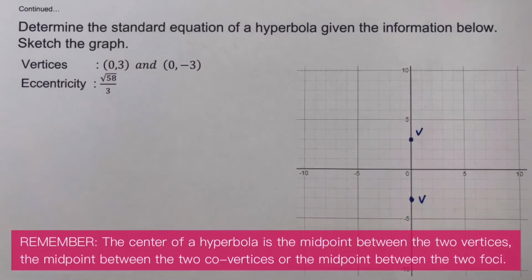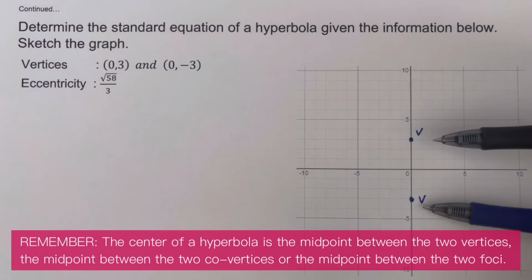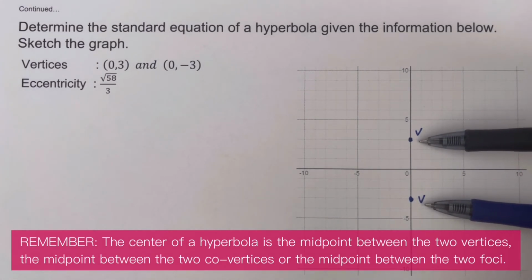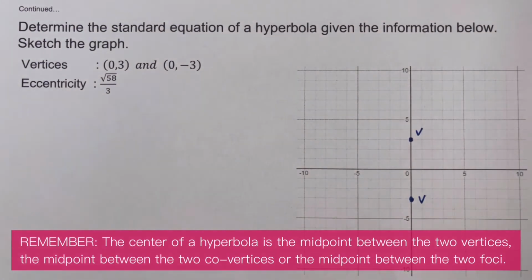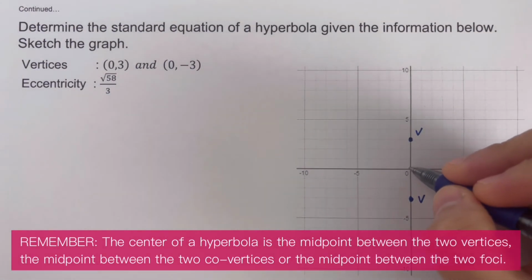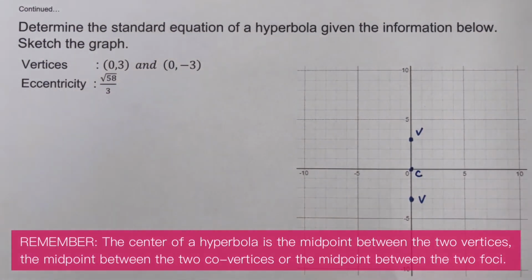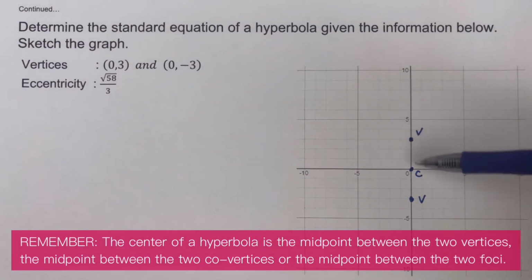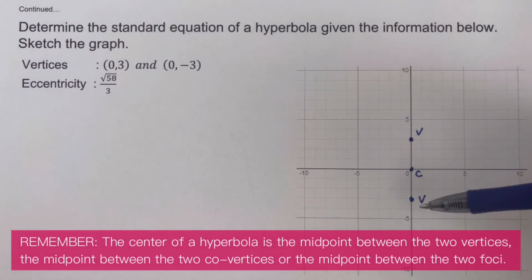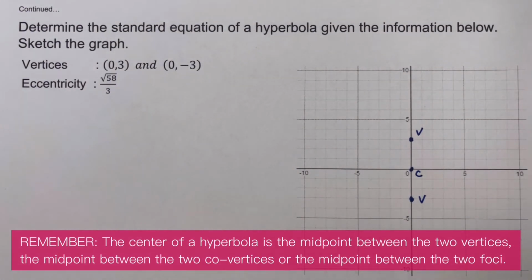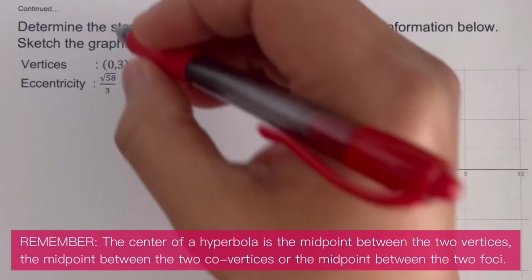Now we remember that the center of the hyperbola is the midpoint between these two vertices, or the midpoint between the two co-vertices, or the midpoint between the two foci. So looking at this, our center is at 0, 0, or at the point of origin. Now since these two vertices are vertical relative to each other, this is an example of a vertical hyperbola with center at 0, 0. So I'm going to go ahead and write that up here.